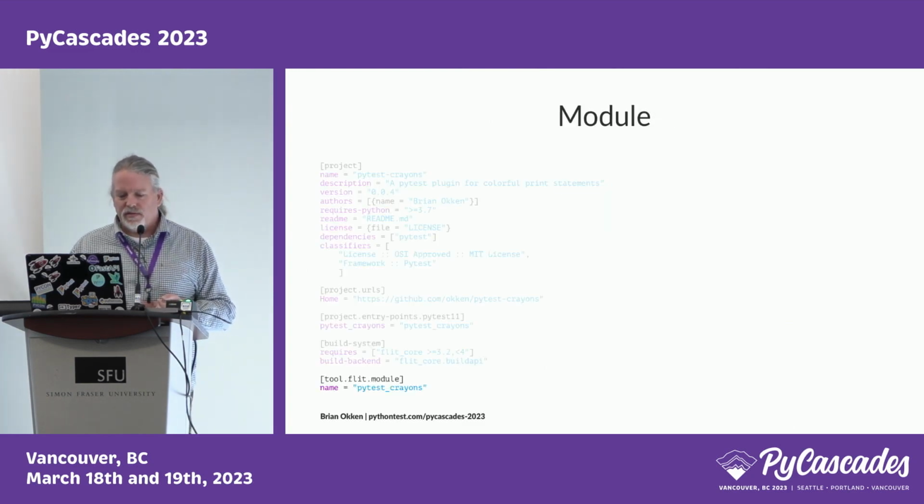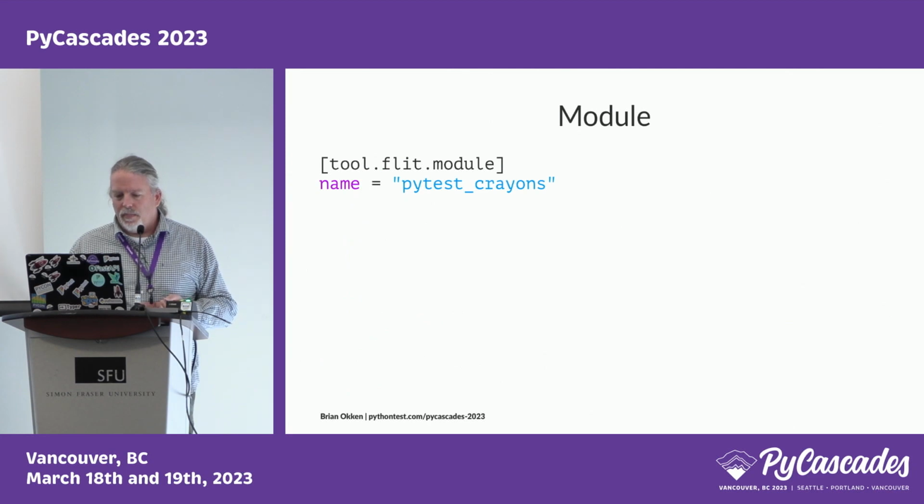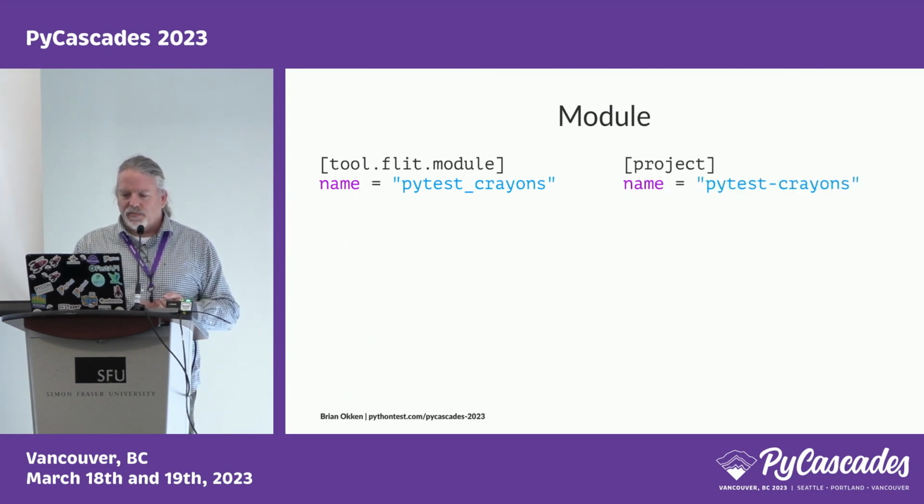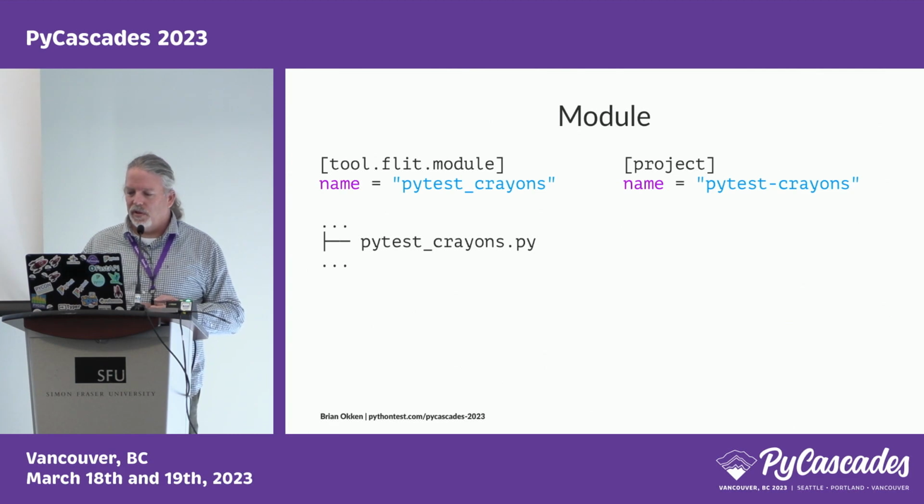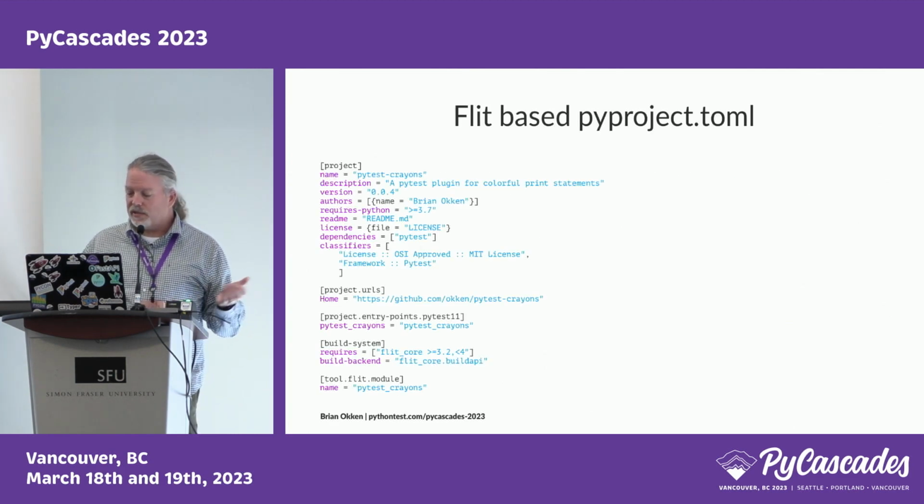The last bit is the Flit module, and that's there because my project name is different. So PyTest projects are PyTest dash something, but the module name can't have a dash. It has to be an underscore or just gone. So that's why it's different. The modules have underscores, PyTest plugins have dashes for names. So that's the whole thing.